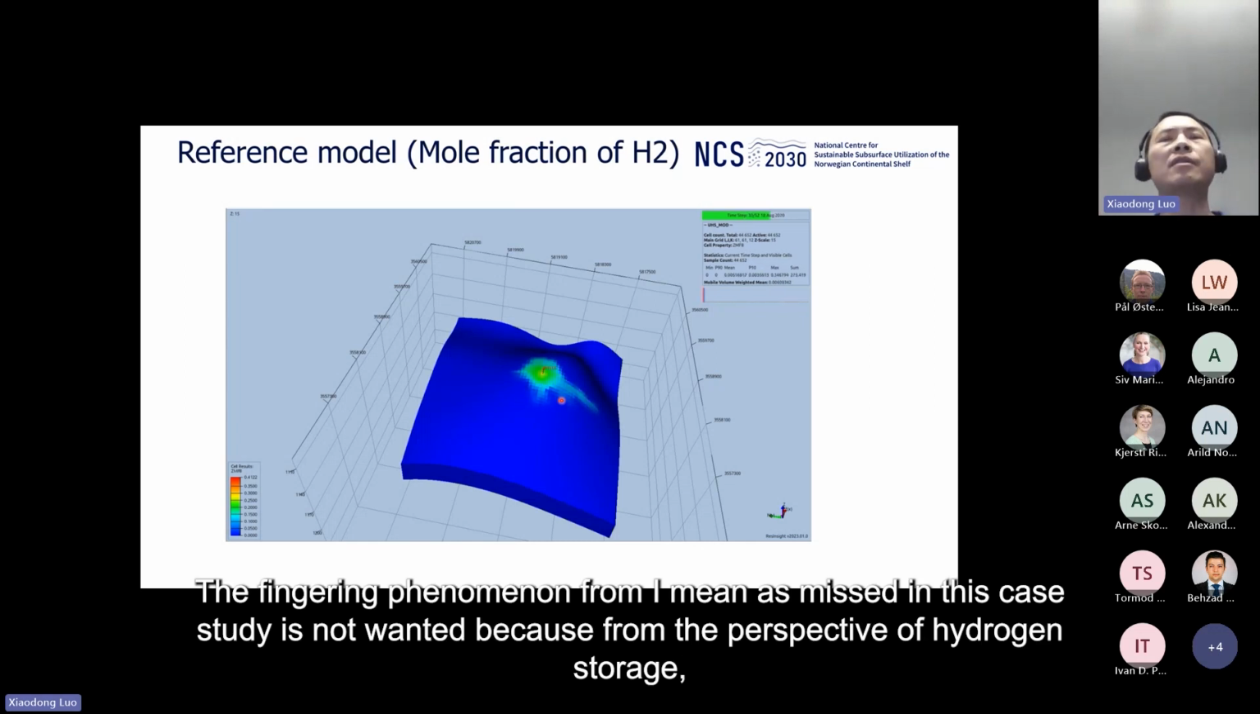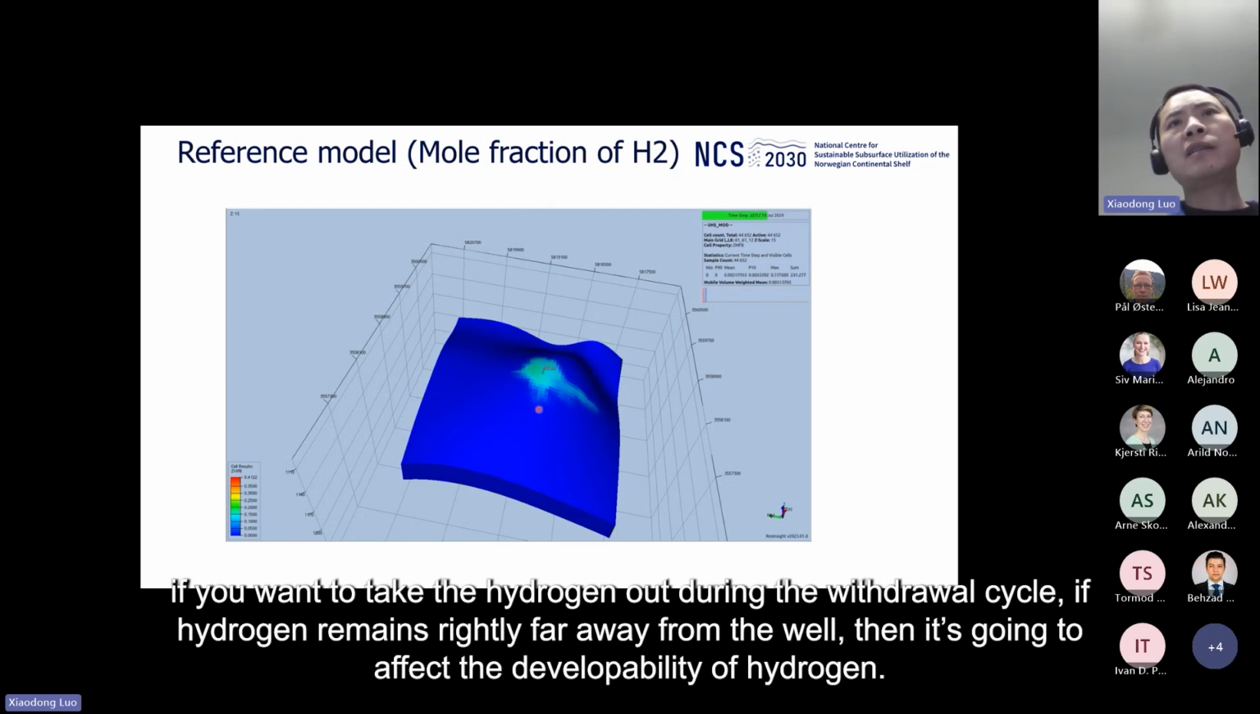The fingering phenomenon, at least in this case study, is not wanted, because from the perspective of hydrogen storage, if you want to take the hydrogen out during the withdrawal cycle, and hydrogen remains relatively far away from the wellbore, then it is going to affect the deliverability of hydrogen.